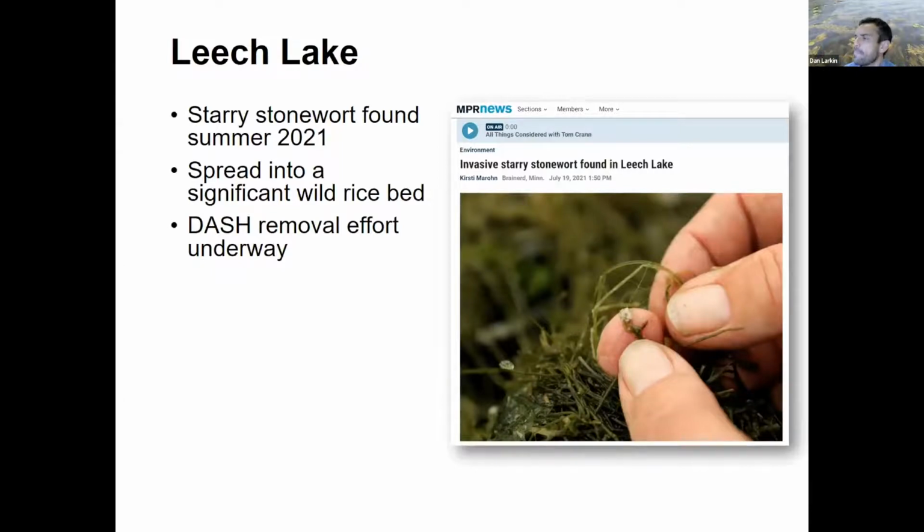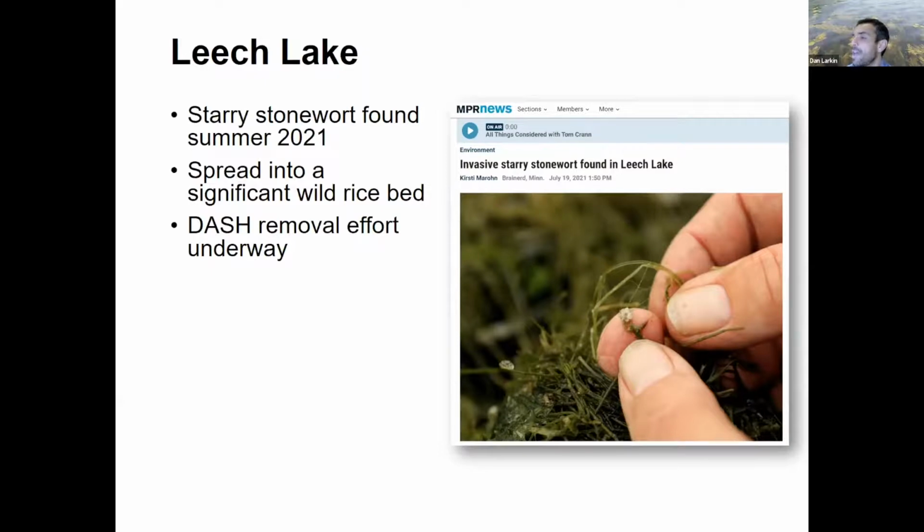So as I mentioned, the starry stonewort has been a concern in regards to wild rice, and this came to a head last summer when starry stonewort was found in Leech Lake, in an area where it was spreading into a significant wild rice bed that's been used for harvest for a long time.